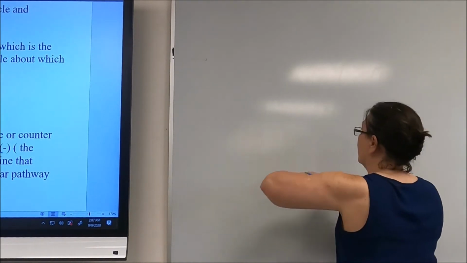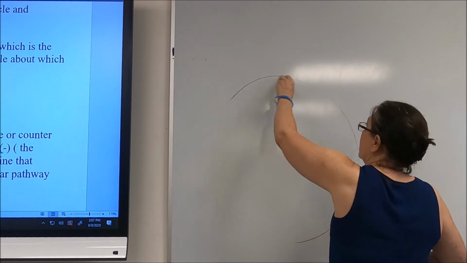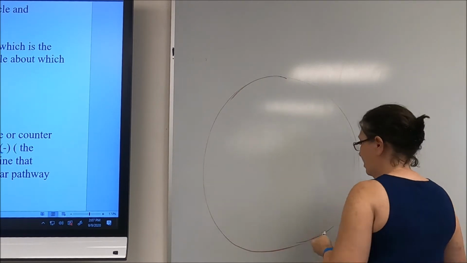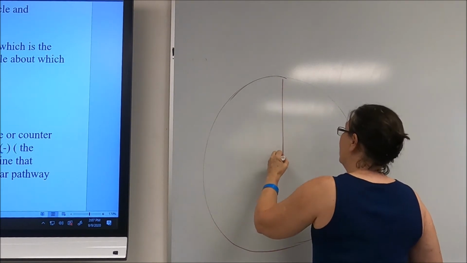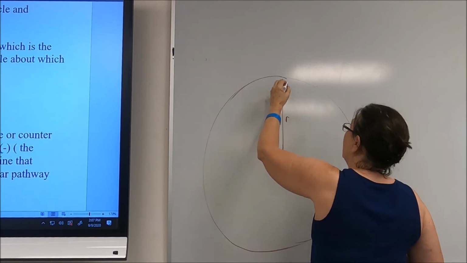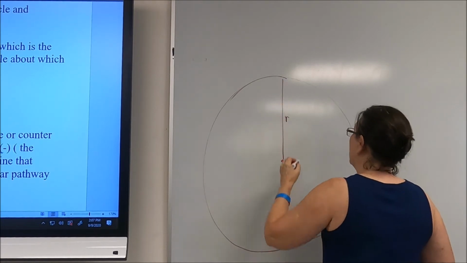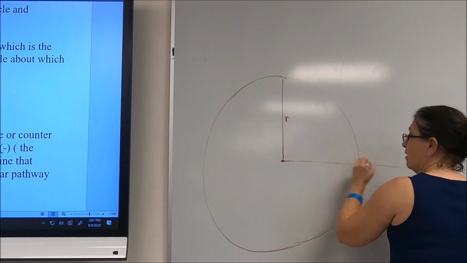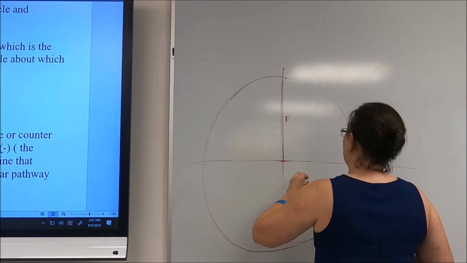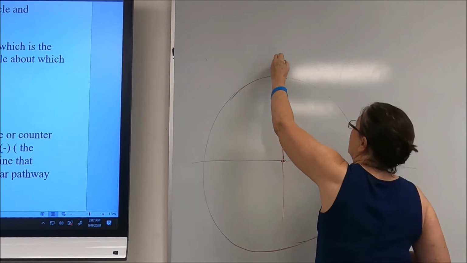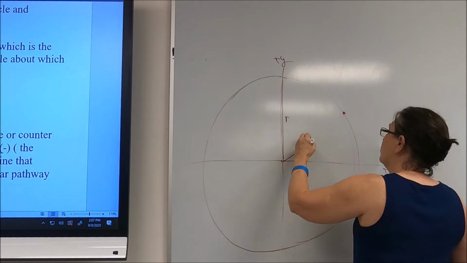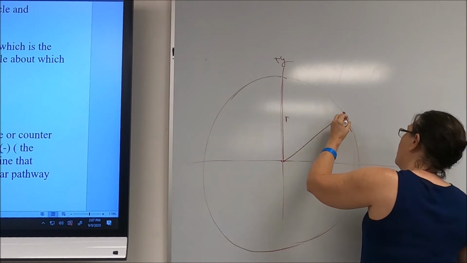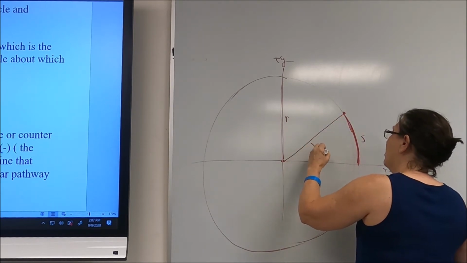So let me draw a circle here. I'm drawing it freehand, okay? So there's the center of the circle, there's our distance r, our radial length. And if I were to draw the plus x-axis here, plus y-axis here, if I have an object right here, we've swept out an arc S, and there's our theta.